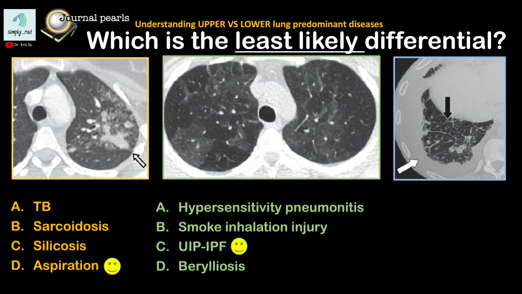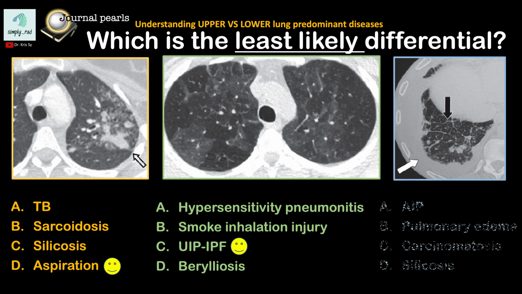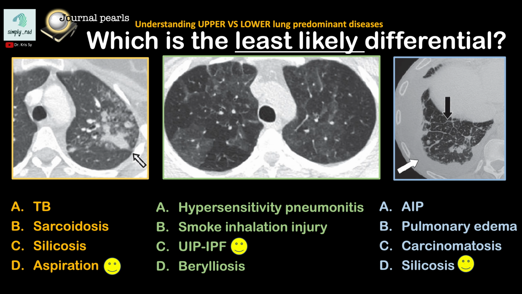And third, we have a pathology here that involves the lower lobes, and among the choices, one is inhalational in mechanism, and that is silicosis. If one was to give a representative image for silicosis, more likely a slice through the upper lobes would be more likely to be given.